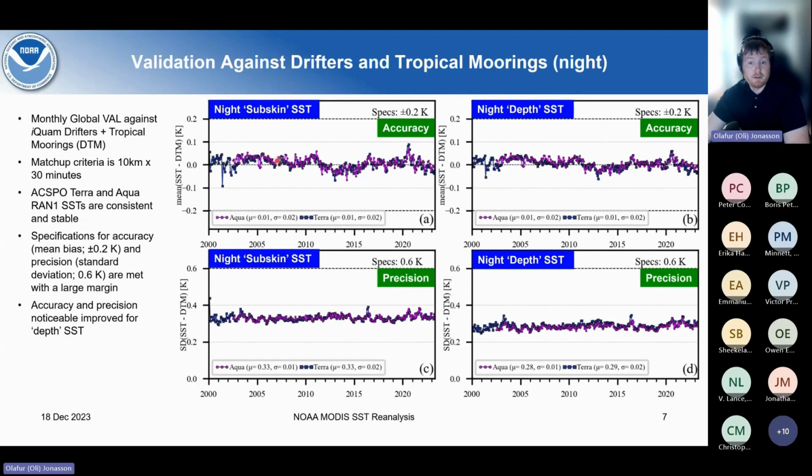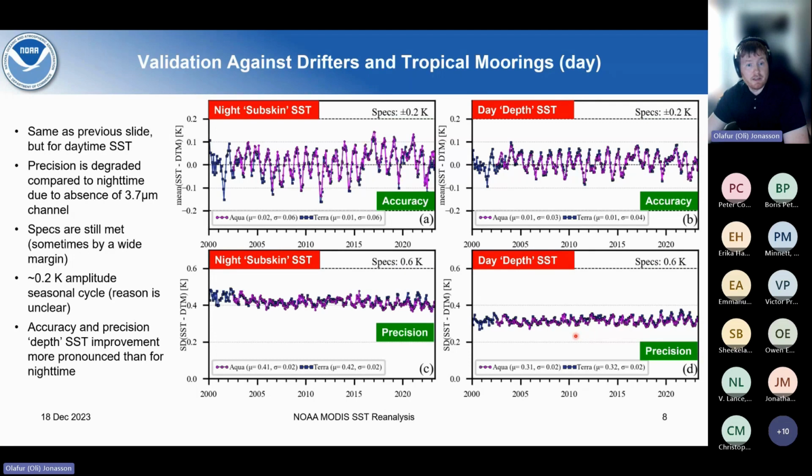You can see that both Aqua and Terra are very consistent, in terms of bias and also in terms of precision. The specifications for accuracy, a mean bias of 0.2 Kelvin, and precision, a standard deviation of 0.6 Kelvin, are met with a large margin. The specs are denoted here by the horizontal dashed lines. In both cases, when we go from subskin to depth SST, we see noticeable improvement. The bias is more stable in time, and the precision is lower, or improved.